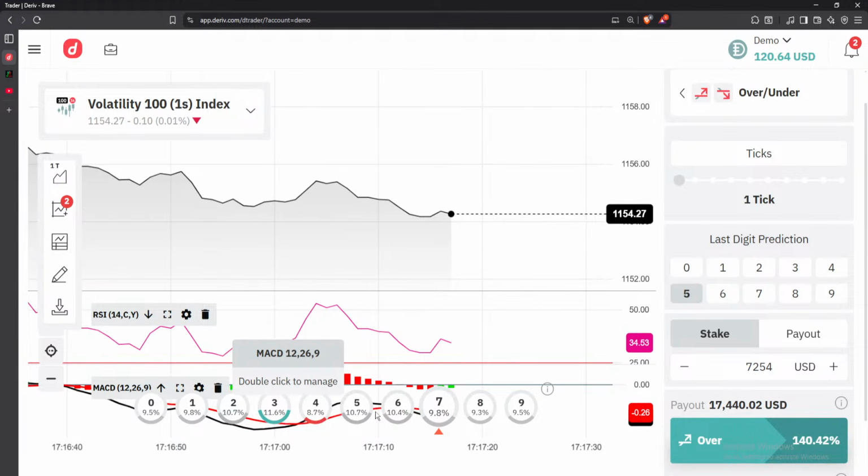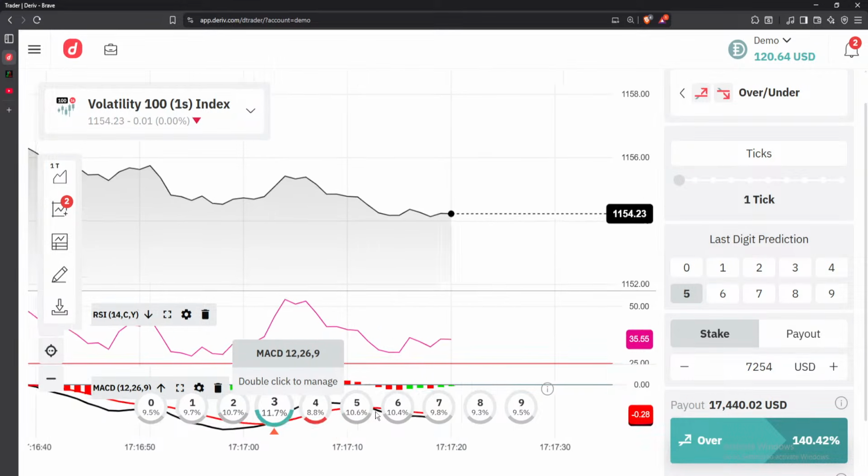So what should you do? Ensure they're either stagnant or decreasing.